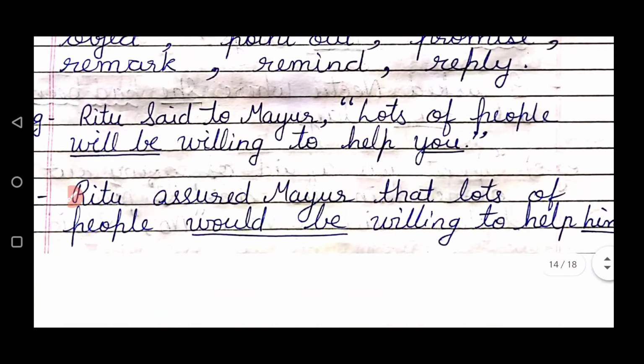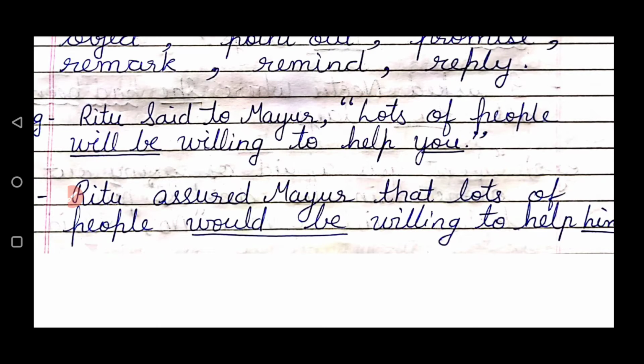Example is given to you over here. Ritu said to Mayor, lots of people will be willing to help you. Now this is a statement, right? Lots of people will be willing to help you. How is this statement written in reported speech? Ritu assured Mayor, right? Here, instead of said to Mayor, Ritu is assuring that there are many people who are going to help you. So instead of writing said to Mayor, we have used a little different word.